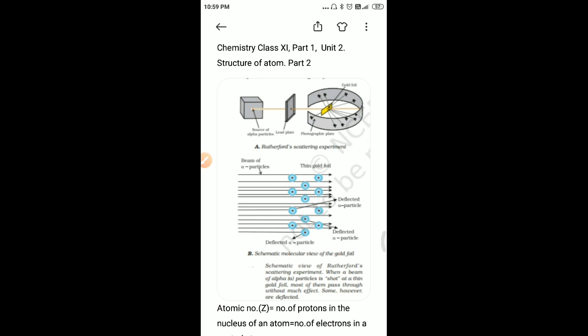In this Rutherford model, the nucleus plays the role of the sun and the electrons revolve around it like the planets. Electrons and the nucleus are held together by electrostatic force of attraction. Now we have to see what is atomic number and what is mass number.